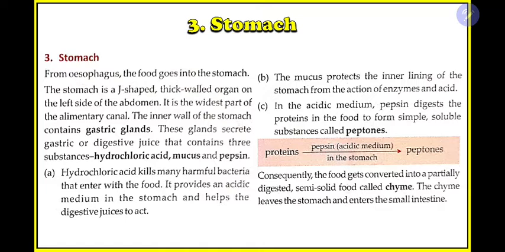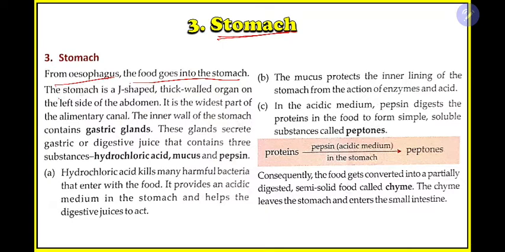Then the food reaches the stomach. From the food pipe the food will reach the stomach. So what will happen in the stomach? Now from the stomach it will start digesting food a little bit, slowly. From the esophagus the food goes into the stomach. Okay, it is clear. The food will now travel to the stomach.